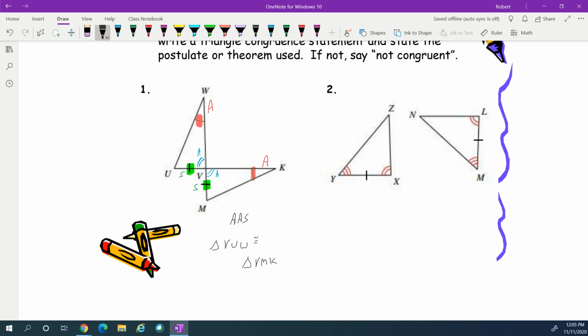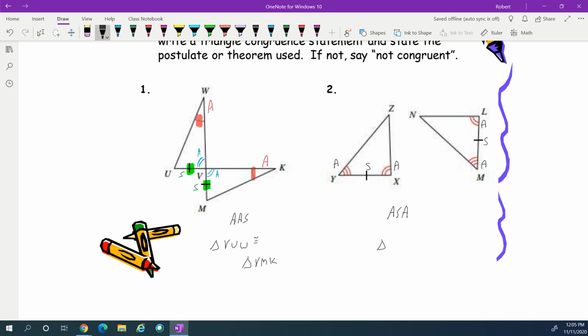In number 2, an angle marked 2 and an angle marked 2. An angle marked 3 and an angle marked 3. A side marked 1 and a side marked 1. Well, look at it. It actually tells us. Look at the picture. It's 2 angles and the side between them on both triangles. It has to be the same for both triangles. And now I can write a congruent statement.